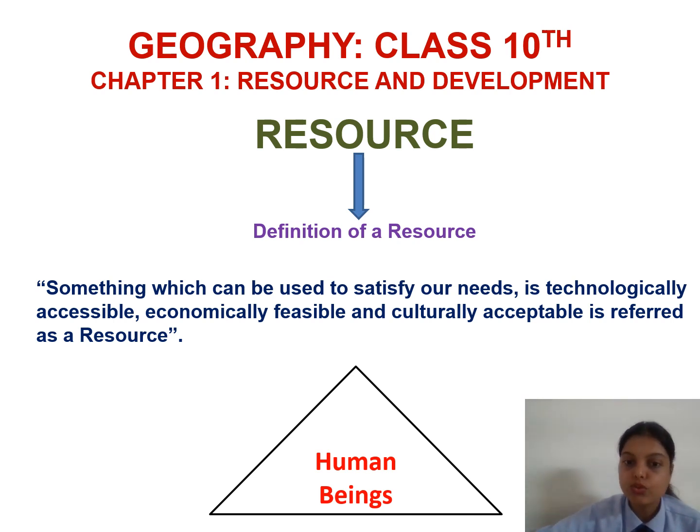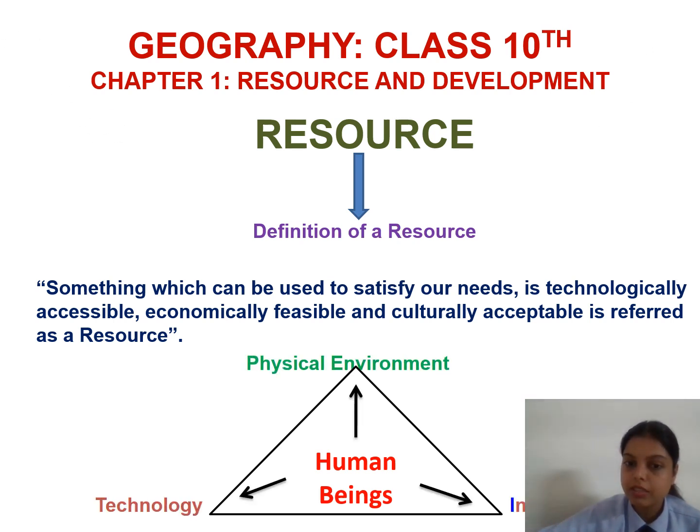Something which can be used to satisfy our needs, and is technologically accessible, economically feasible, and culturally acceptable, is referred to as resources. And we know that human beings are around all the resources: natural resources, technological and institutional resources. Today we are going to study about all these resources.